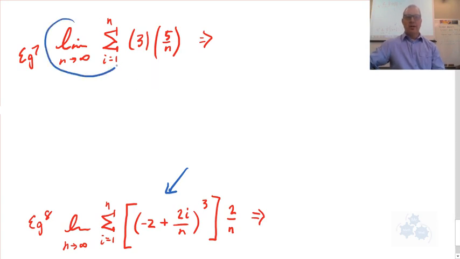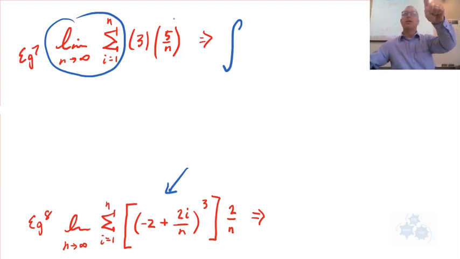So again, this means integral. Where's the A? 3. Okay, I heard a 3, and I heard a 0. I was looking at a different one. A 3 or a 0. So what's it going to be?